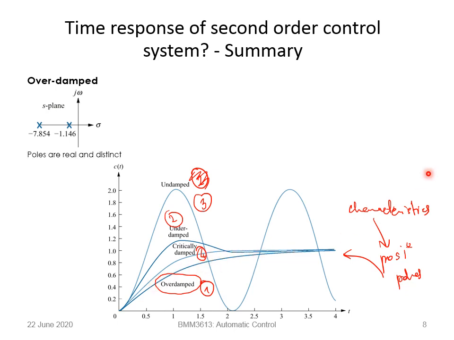So for an overdamped system, poles are real and distinct. That's what we call poles are real. They are both on the sigma axis and they are at different points. They are distinct. So that's the overdamped system.